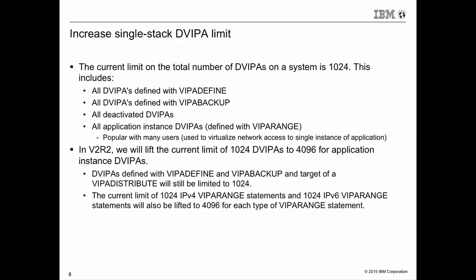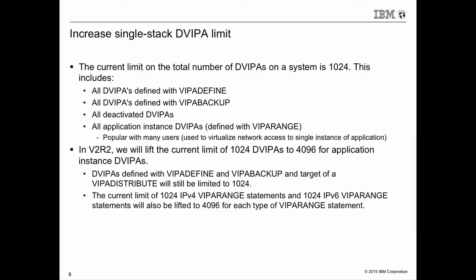The next topic is about increasing the single stack dynamic VIPA limit. The current limit on the total number of DVIPAs on the system is 1,024. This is another case where we're improving the scalability, and it may not be something that many of you, if any of you, need today, but we're looking down the road.